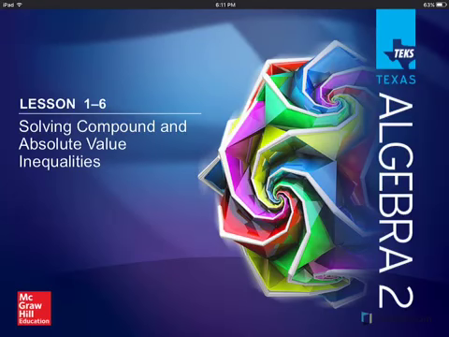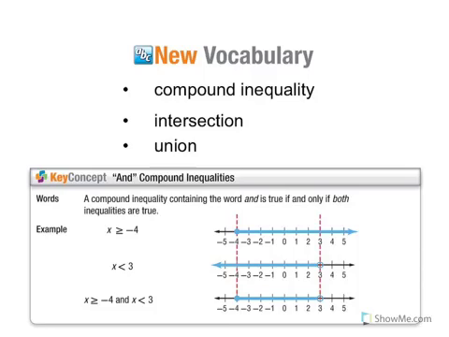Welcome to the tutorial over 1.6, solving compound and absolute value inequalities. Our new vocabulary is going to be compound inequality, intersection, and union. A compound inequality consists of two inequalities joined by the word and or the word or.